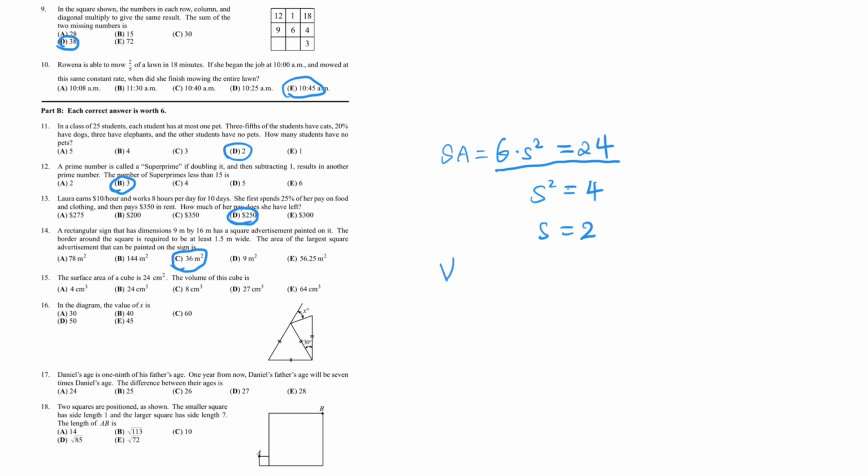The volume, that's the side length cubed. Side length is the 2. That's 2 cubed, is 8. Therefore, the answer of 15 is 8.